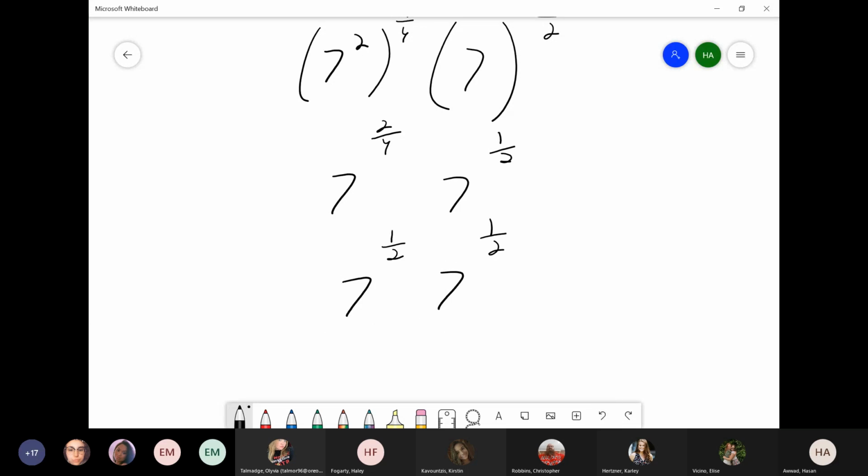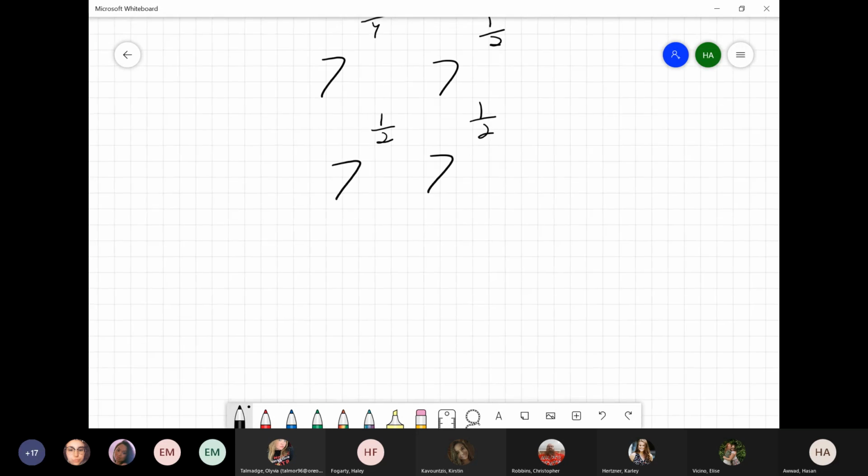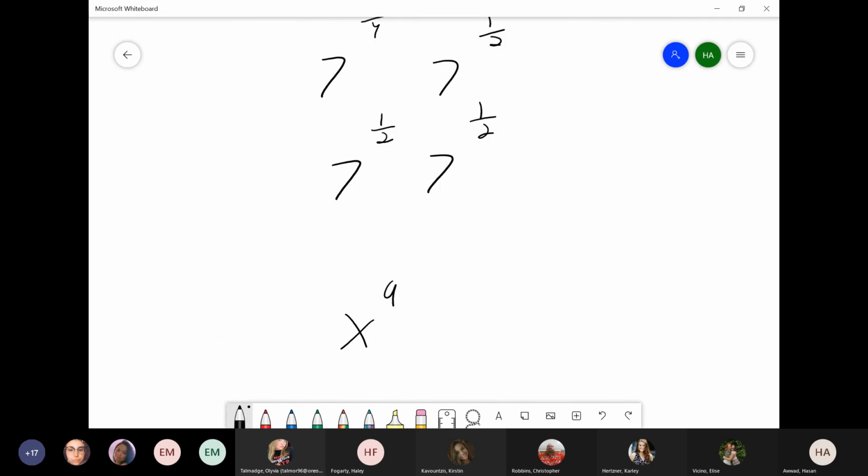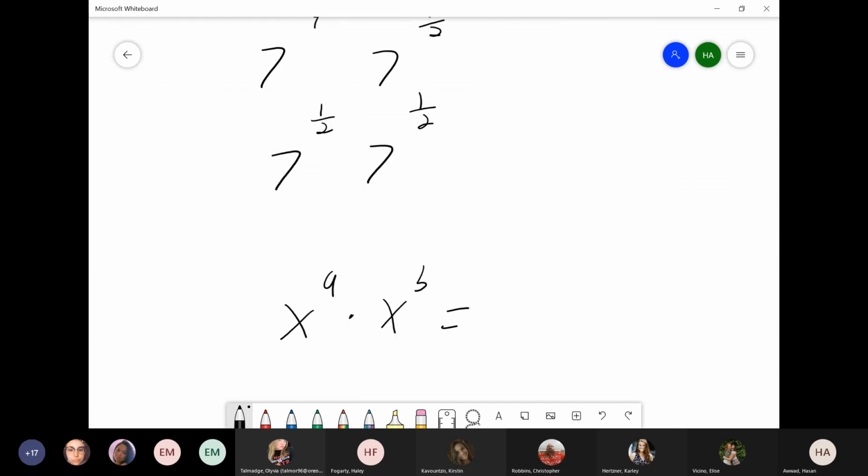We have the same base being multiplied against each other. What's our policy for this? What do our exponent rules say? If we have the same base being multiplied, what do we do with the exponents? So if I have x to the a times x to the b, what should my answer be for this right here?